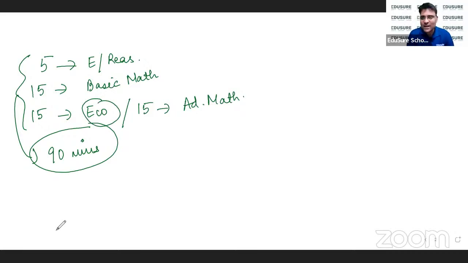ठीक है, so English and the reasoning part is very simple. If you are a student at Edusure, English and the reasoning के काफी सारे tests आपको already दिए गए हैं. You take a look at the tests and that will be enough practice. Basic math के लिए and eco के लिए, दोनों के लिए JNU papers and especially the IGIDR sample paper. Okay, 90 minutes है तो time will not be short, right? Time इतना कम नहीं है. 90 minutes for only 35 questions. Okay, so that's about the IGIDR.